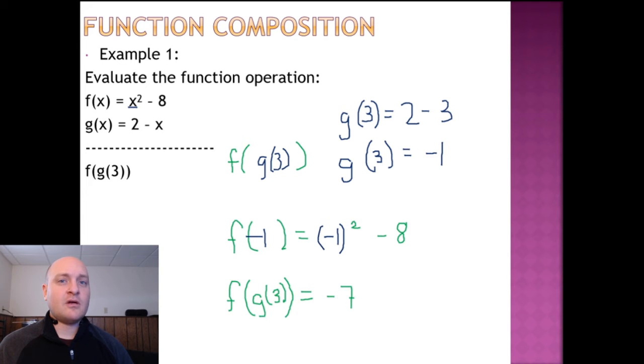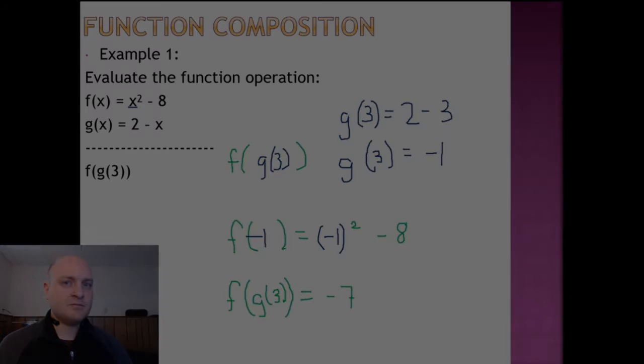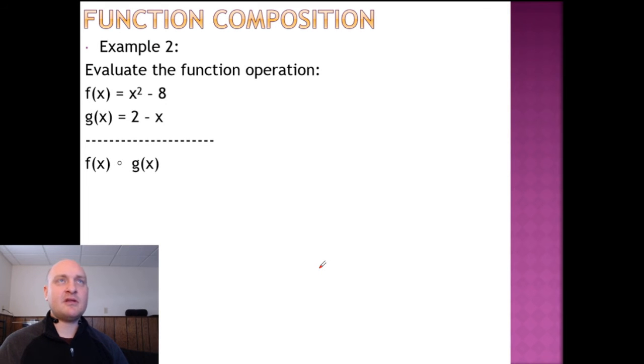Now let's try out a more comprehensive example. Our second example is also asking us to evaluate a function operation, but there's two key differences. One is that it uses this circle symbol to represent the composition. And second, well, we don't have a 3 here anymore. So what's this going to look like when we're trying to solve it? Well, first off, I'm going to try to plug in g of x into f of x.